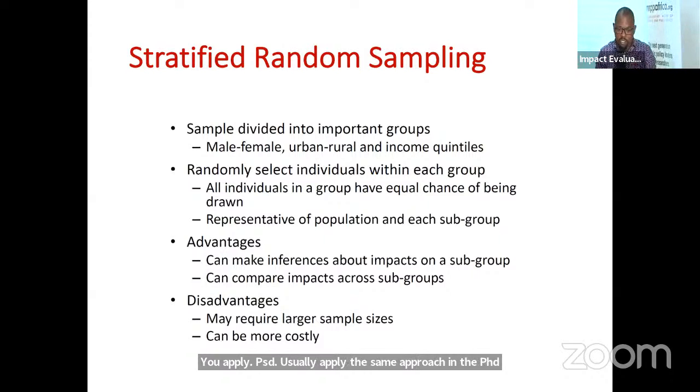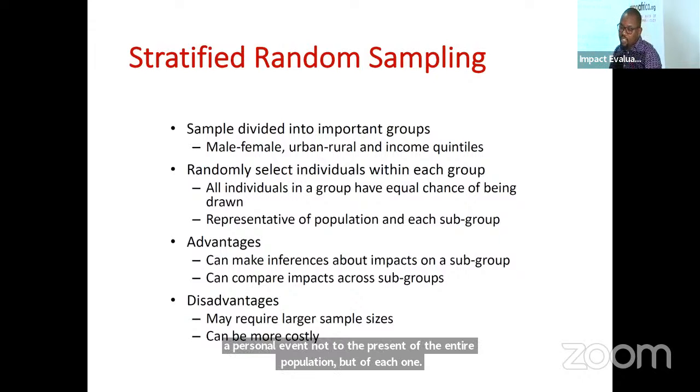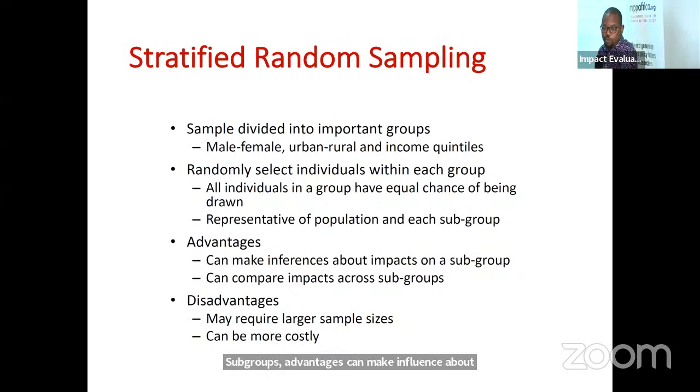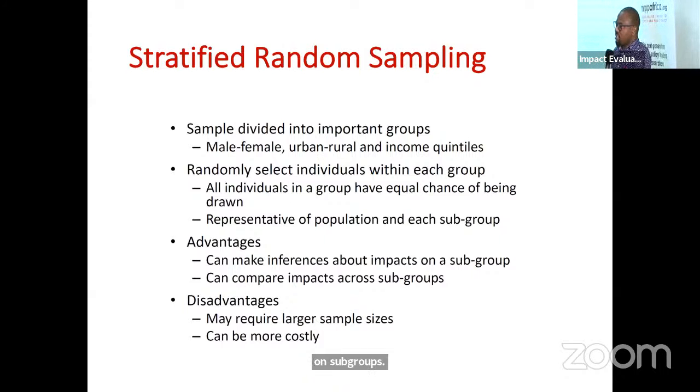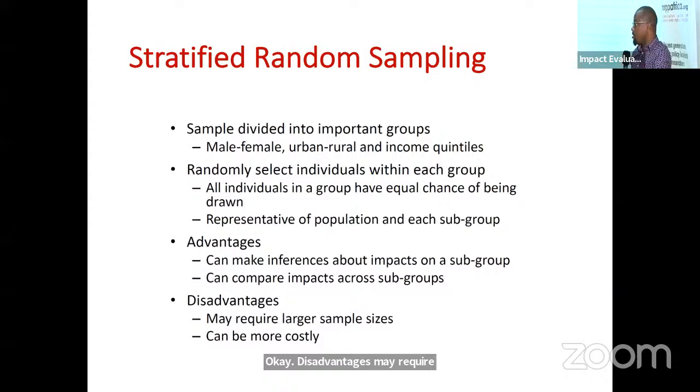What are the advantages? By doing that, they become representative of the population in each subgroup. Not representative of the entire population, but of each what? Subgroups. Advantages: you can make inference about impacts on subgroups, very easy, which is nice. You can compare impacts across subgroups. Disadvantages: it may require large samples, the same argument we had for clustering, right? You need more clusters, and it can be more costly for that matter, okay?